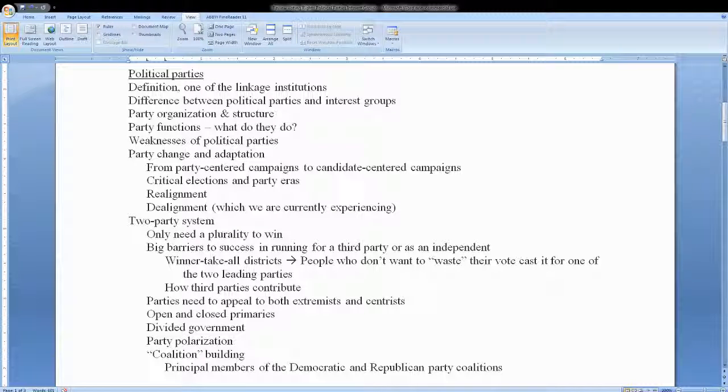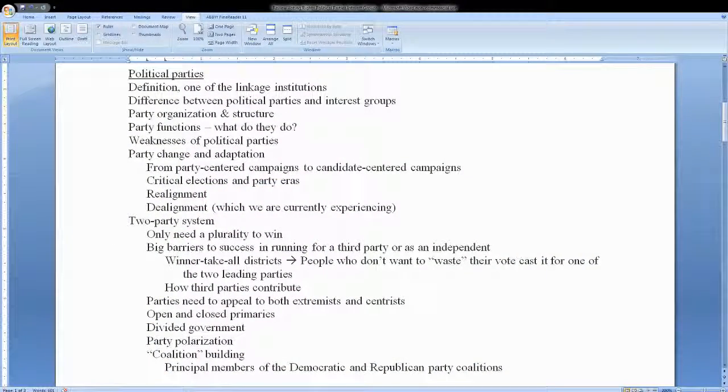So third parties also contribute ideas to the political process. A lot of times their ideas are taken over by one of the main political parties, who realizes the wisdom of the idea, the fact that there was an audience for the idea, and says, I'm gonna meet that need so that the third party doesn't get a leg up on me.